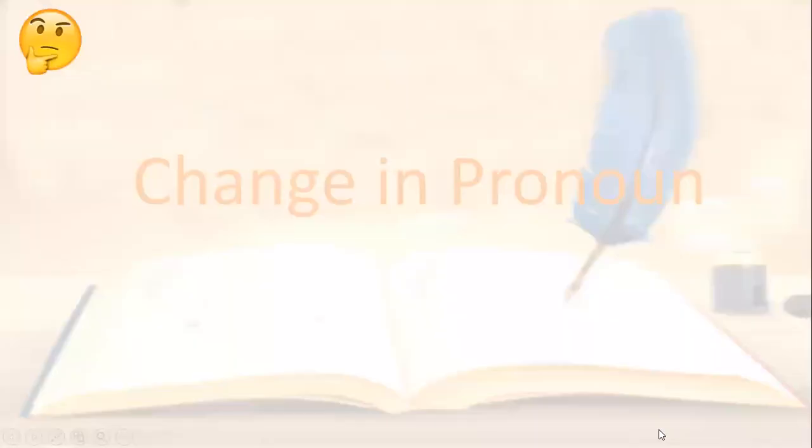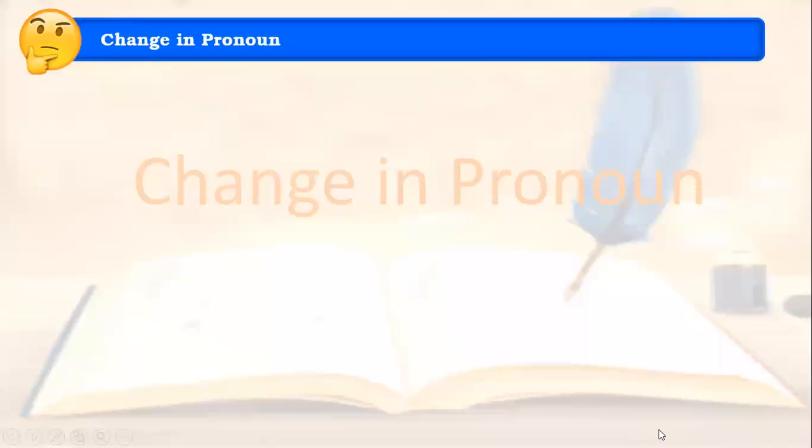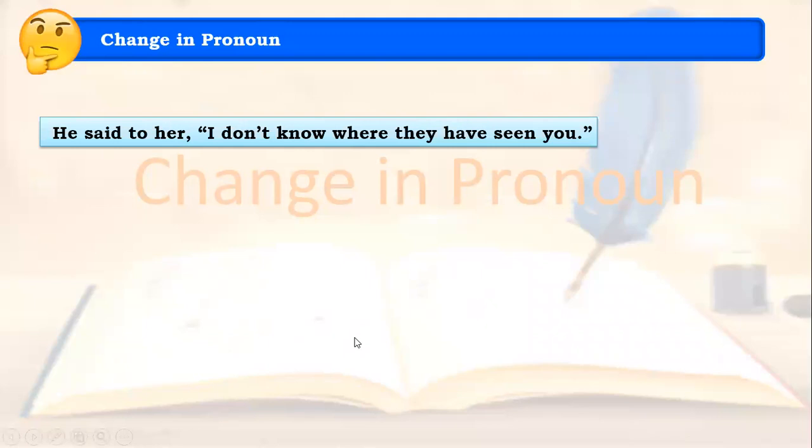Let's go ahead with the adjoining changes that we are yet to do. That is the change in pronoun. Now, this is a very important part of direct and indirect speech, since this is the one where many of them get stuck. So listen to me carefully. Here is the example. He said to her, I don't know where they have seen you.